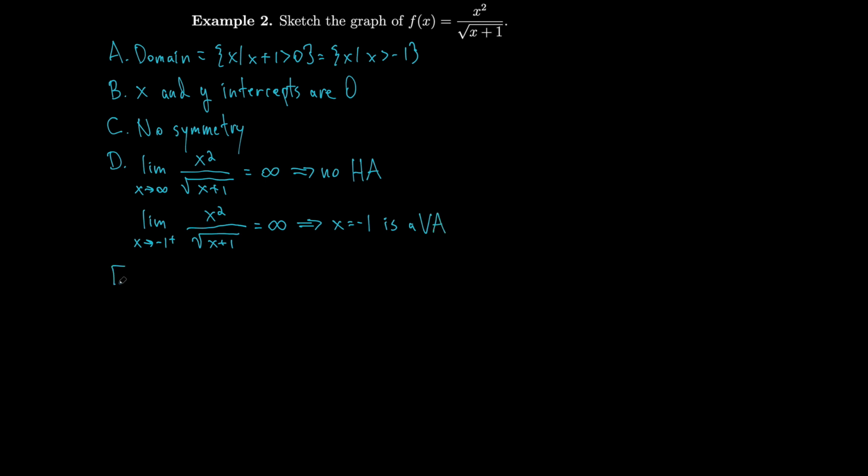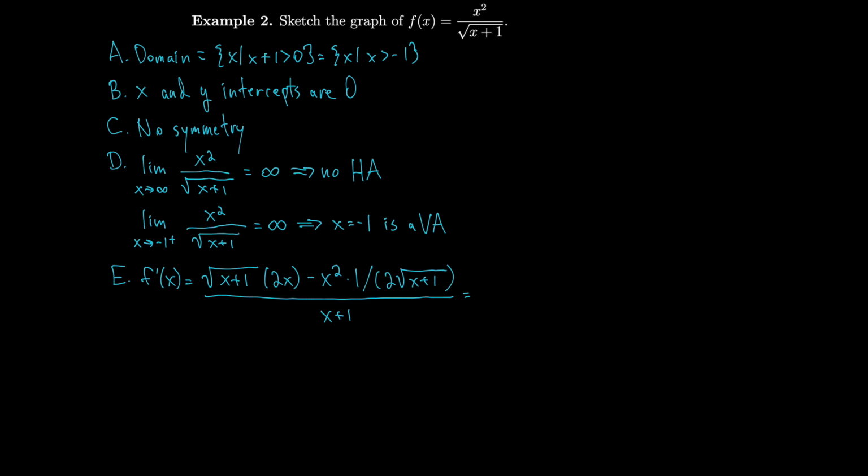So now let's look for intervals of increase or decrease. We have to take our derivative. So that's square root of x plus 1 times 2x minus x squared times 1 over 2 radical x plus 1, all over x plus 1. A lot of quotient rule going on here.